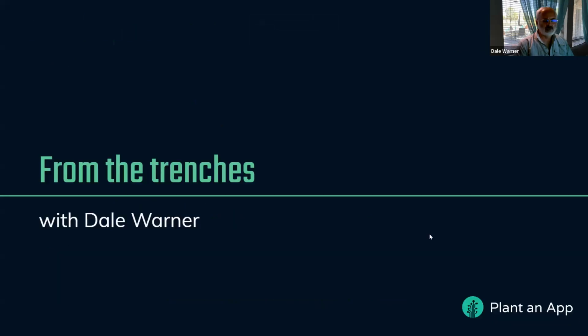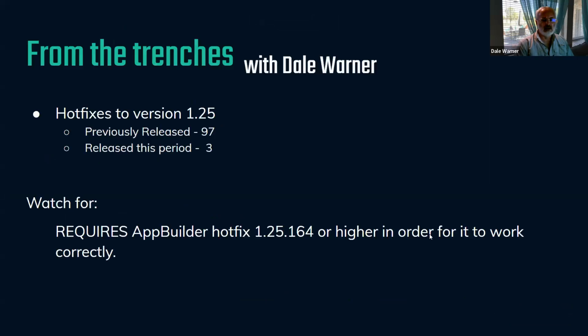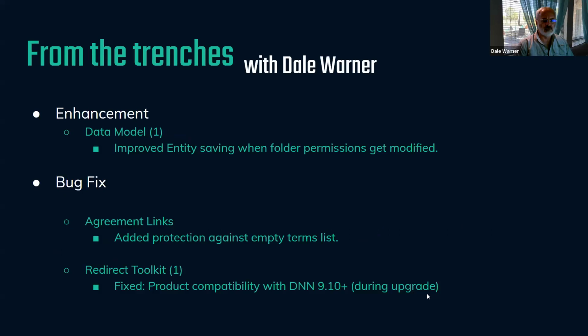So now on to our From the Trenches of Support segment. We have 3 more hotfixes. We've previously released 97 because version 1.25 has been a particularly long one. So we've got 3 more, and so that brings us to an even 100 hotfixes. And so if you need these or just want these, you're welcome to install them. You'll see them in the updates section of your Plant an App configuration menu. So there is an enhancement, and this was probably the most useful one that's on this list.